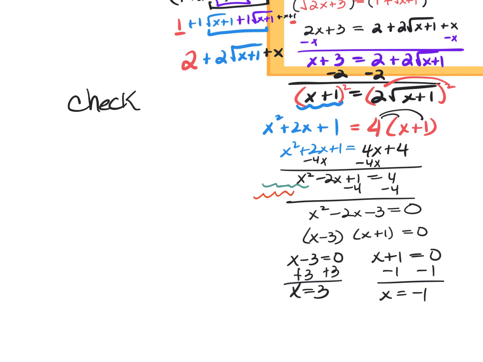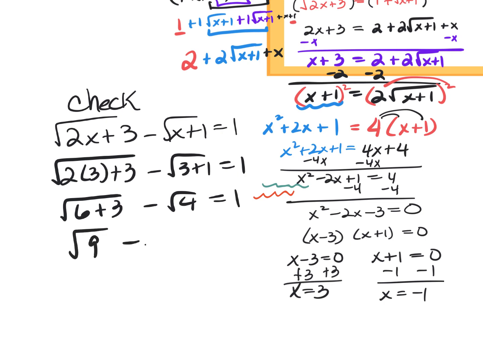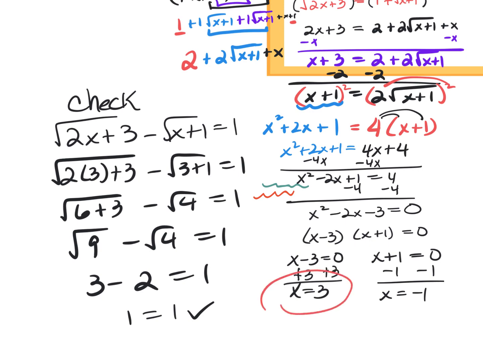And again, the equation I'm plugging them into is the square root of 2x plus 3 minus the square root of x plus 1 equals 1. So I'm going to plug in 3 first. So 2 times 3 plus 3 minus 3 plus 1 equals 1. 6 plus 3, 3 plus 1. 6 plus 3 is 9. Square root 9, square root 4, 3 minus 2 is 1, 1 equals 1, good answer. So x equals 3 is a good answer.